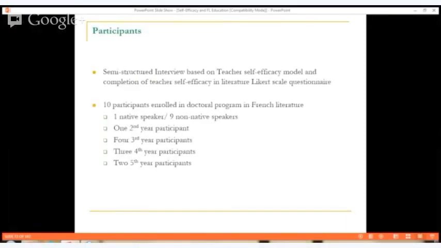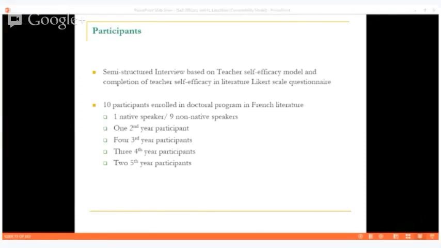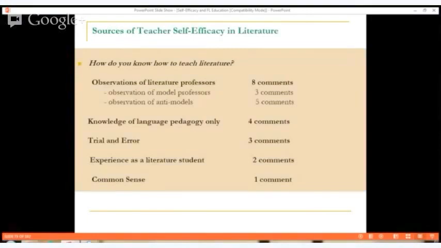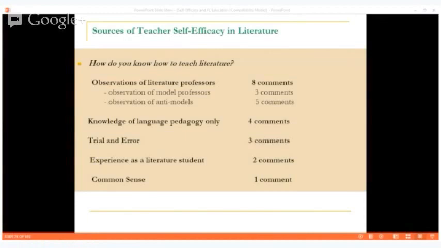So, developing a qualitative questionnaire based on this model, I asked teachers questions, and I'm going to show you those questions. Basically, there were 10 participants enrolled in the doctoral program in French literature, and they had an interview with me. In addition, they completed a teacher self-efficacy in literature questionnaire. So just a basic general question: how do you know how to teach literature? Well, they said: observations of literature professors, model professors and anti-models, knowledge of language pedagogy only, trial and error, experiences as a literature student, and common sense.